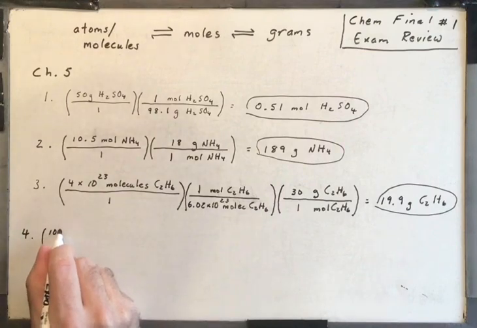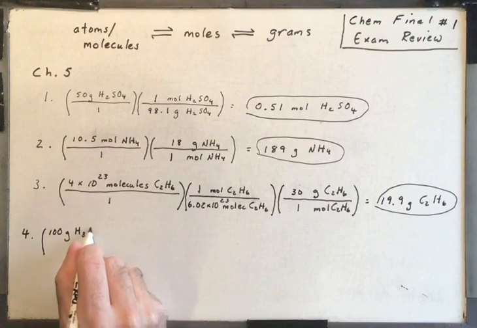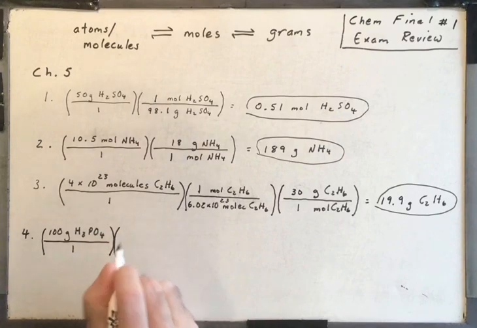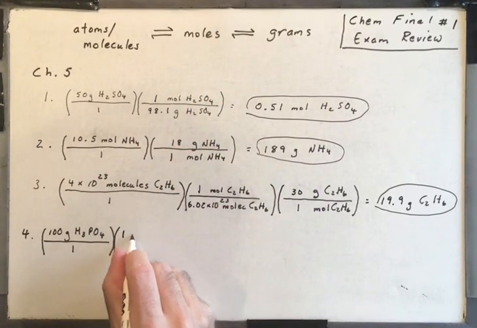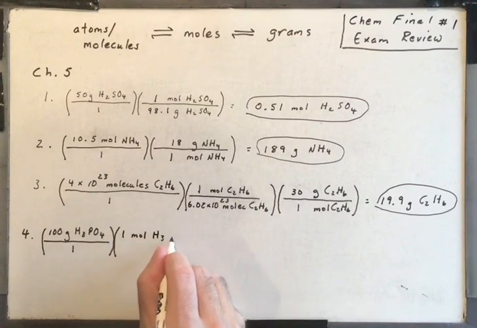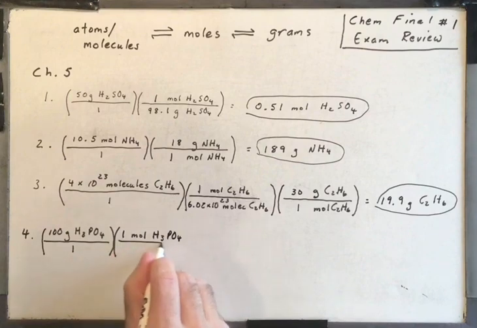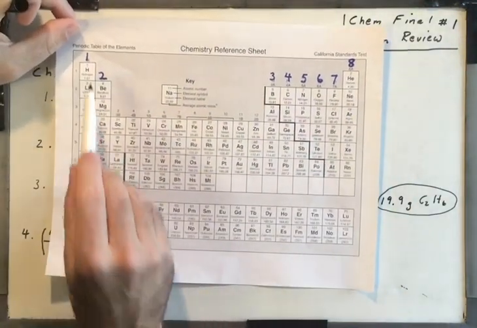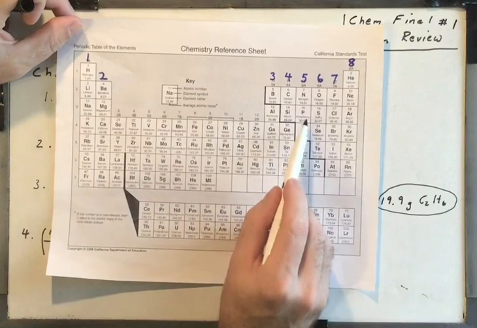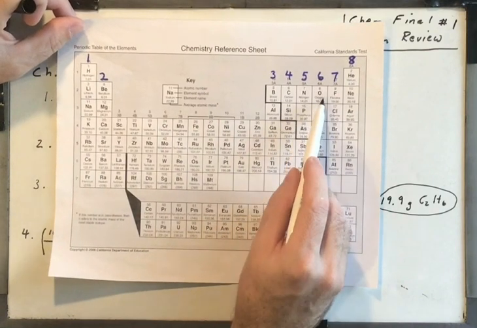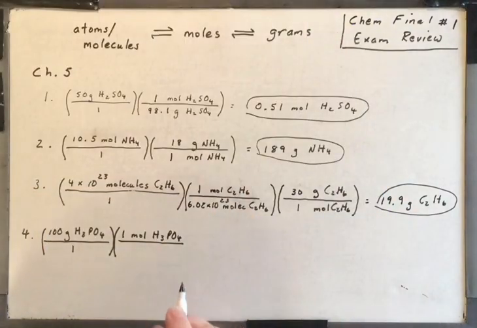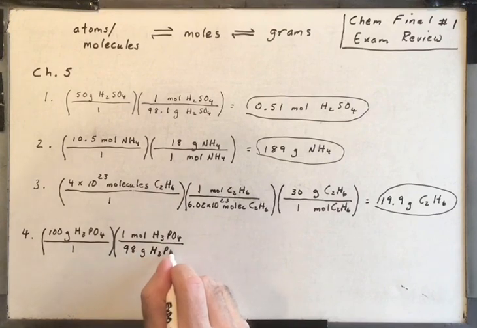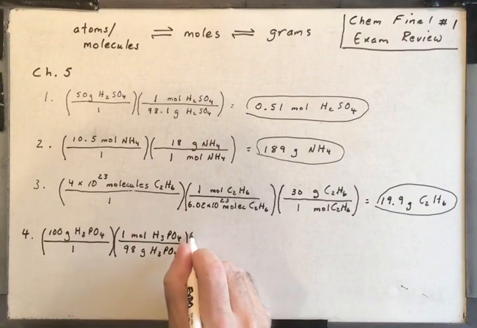So we have 100 grams H3PO4, we've got to go to moles. So you know the 1 goes by the mole. To get to grams per mole, we need to add up H3PO4 on the periodic table. So there's 3 hydrogens, that's 3. 1 phosphorus, that's 31. 4 oxygens, that'd be 16 times 4, which is 64. So if you add those numbers up, you'll get 98. All right, that's our second parenthesis.